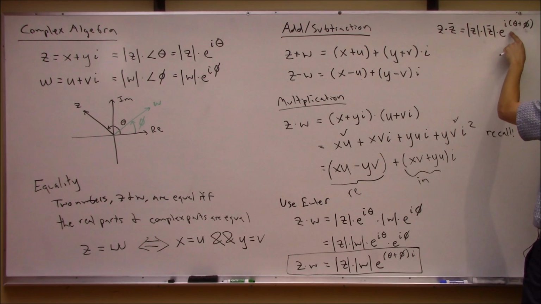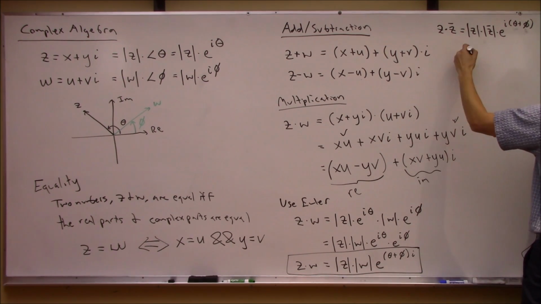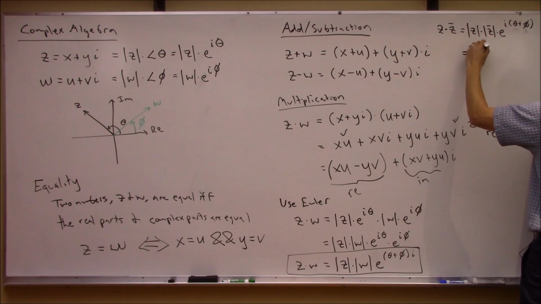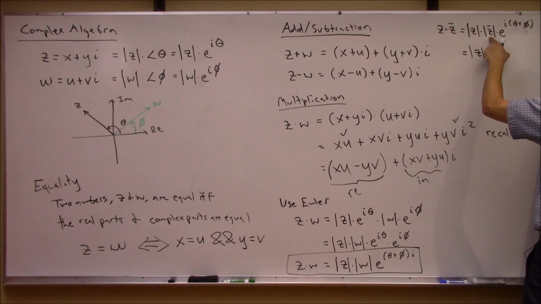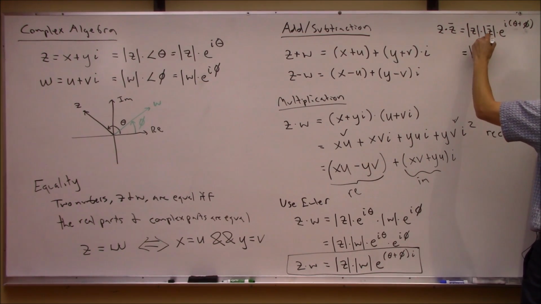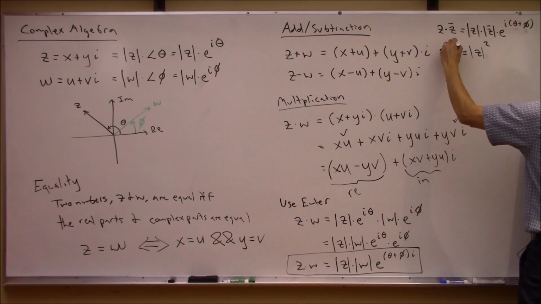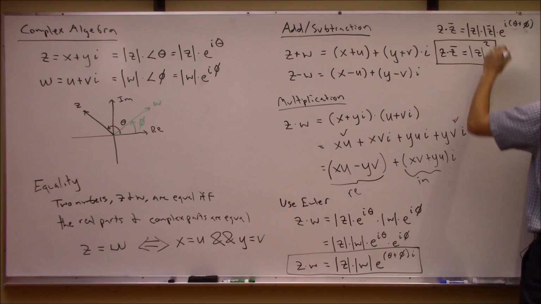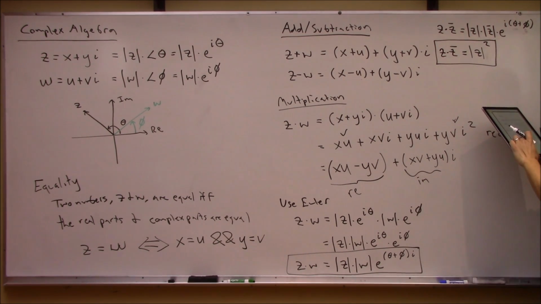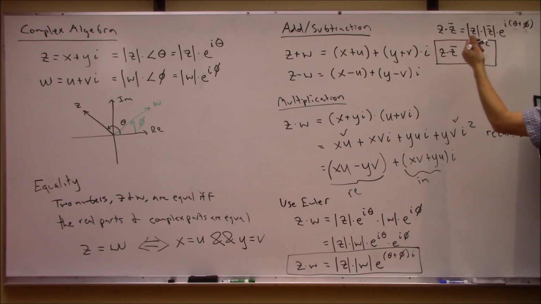So what do we end up with? We end up with e to the 0. So we end up with just the magnitude of z times the magnitude of z bar, and we remember that the magnitude of z bar is the same thing as the magnitude of z. So it's actually just this, right? This is really fascinating: when you multiply a number by its complex conjugate, what ends up happening? You end up with just a real number, right? So maybe let's write that down.